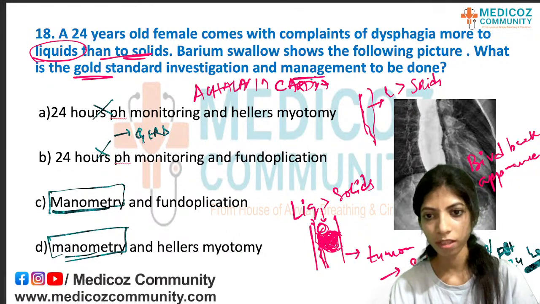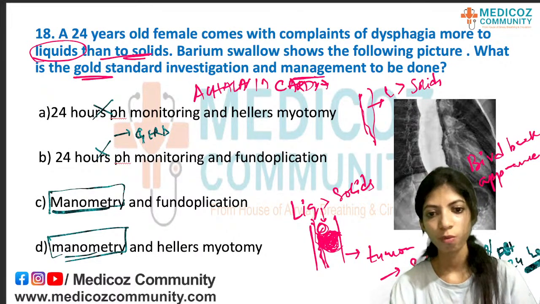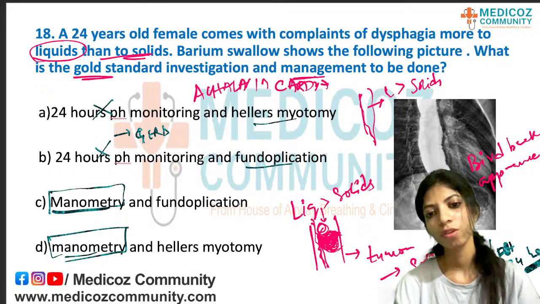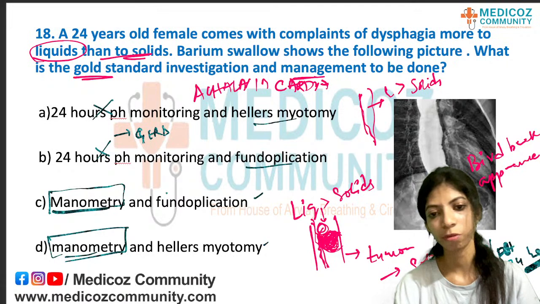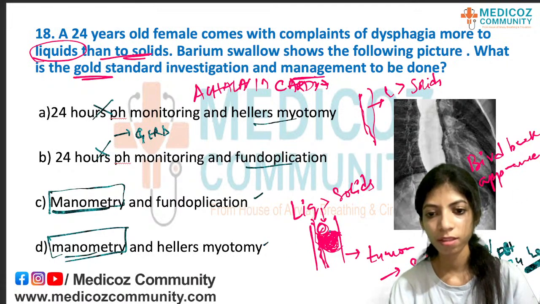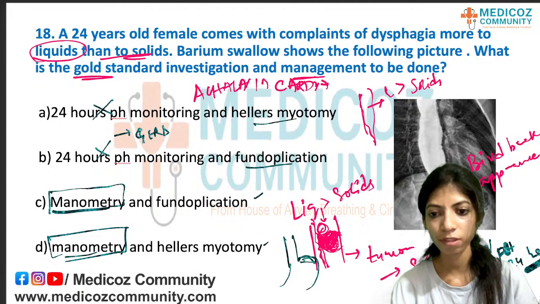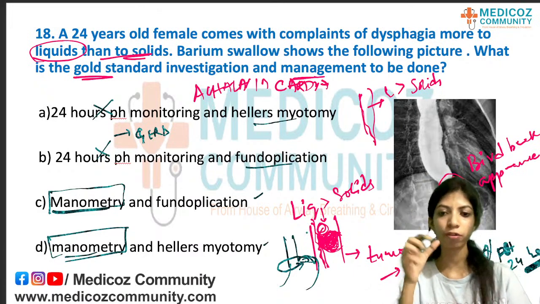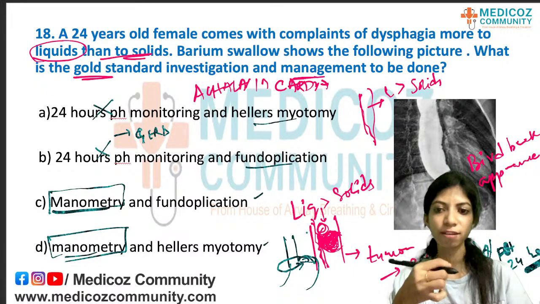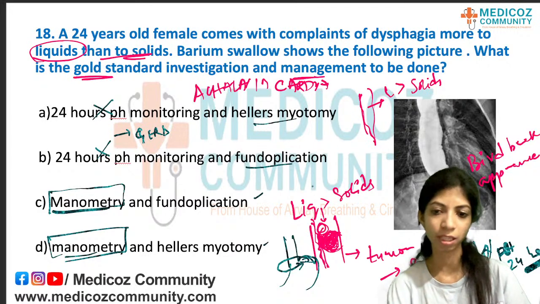And what is the other thing? He's asking the management. What will you do? What are the options given? First, let's see. They are given as Heller's myotomy and fundoplication. These are the two options, no? So either fundoplication or Heller's myotomy. Fundoplication is what? This is your esophagus and this is your stomach. You take the fundus part of the stomach and rotate it around the lower esophageal sphincter, the lower part of the esophagus, so that it is stiff, so that the tone of the sphincter is maintained. This is called fundoplication.